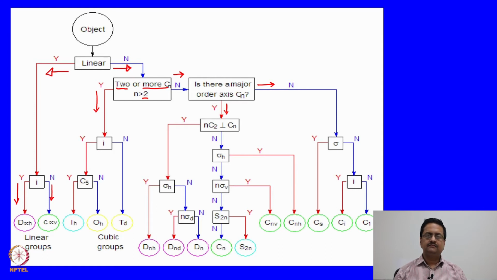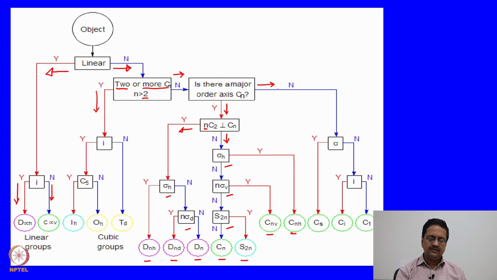When the answer is yes, suppose there is a C3, we ask whether there are three C2s which are perpendicular to that C3. So, if you have a C3 present in a molecule, do you have three perpendicular C2s in that molecule? If the answer is yes, you move along the left. If the answer is no, you go down and ask the questions one after another that are written in these boxes, and then we end up in various sets of point groups.